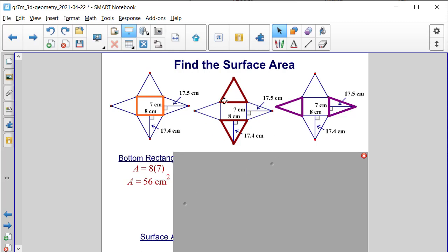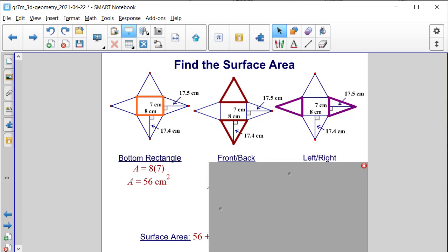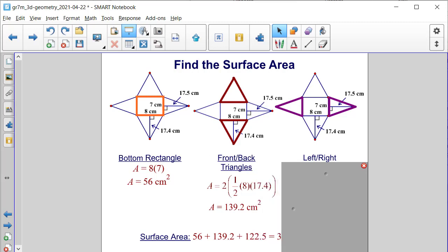Next, we can look at the front and back triangles that we have here, and their areas will be 1/2 base, which is 8, times the height, which is 17 4/10. And if we multiply the 1/2 base times height by 2, the 1/2 and the 2 will cancel each other out. And if we multiply, we'll get 139 2/10 square centimeters.